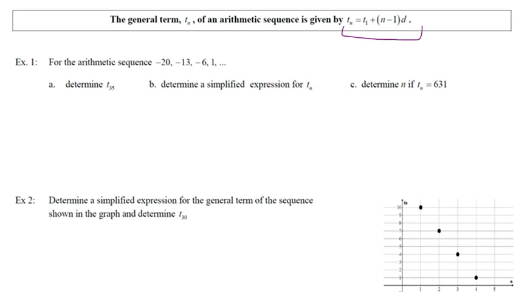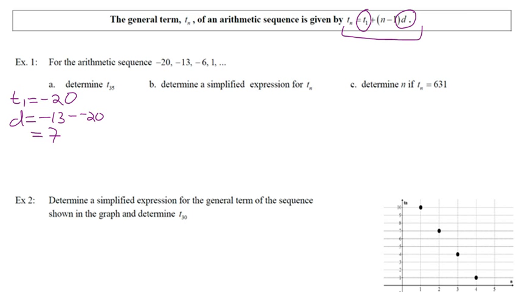We want to find T35, which means we're going to make n 35, right? So what do we need? What's T1? Okay, so T1 is equal to negative 20. What else do we need to know? Do we need n? No, we know n, because we want n to be 35. So what do we need to know? D. How are we going to get D? So D is equal to negative 13 minus negative 20, which is 7.